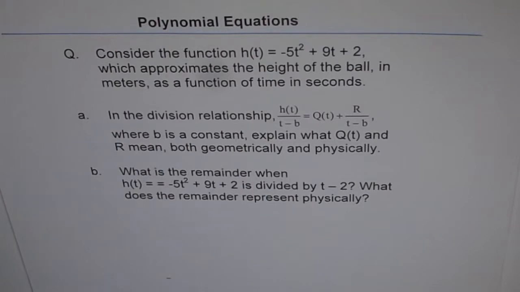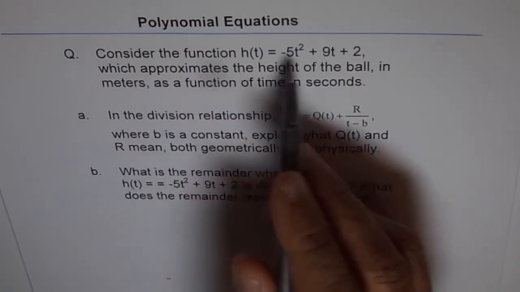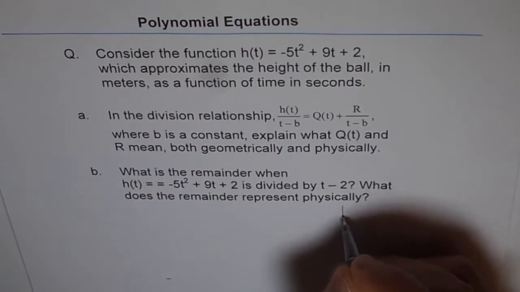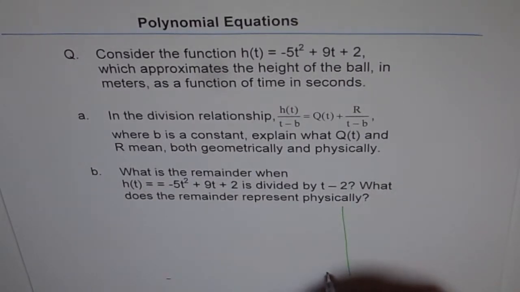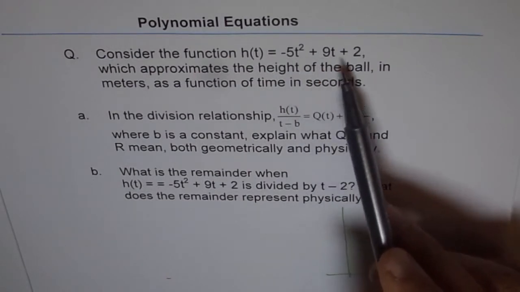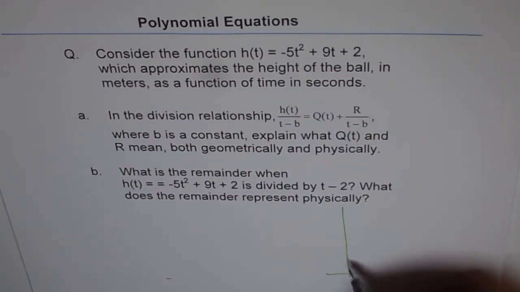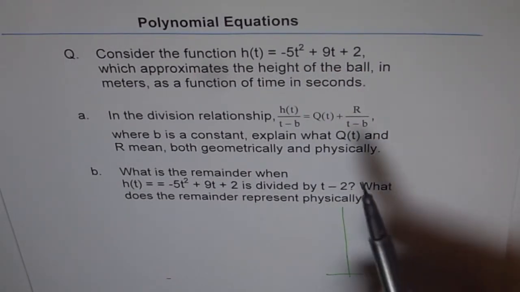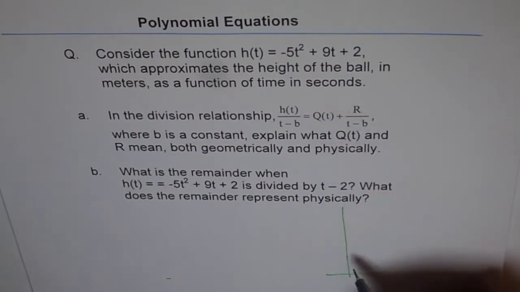Okay. Now, to do this problem, let's try to understand the sketch and the scenario. First, let me graph this function approximately. Let's say at t equals 0, the height is 2 here, right? So this is the starting point at t equals 0. The ball is thrown upwards, so it will go up and then finally fall down.